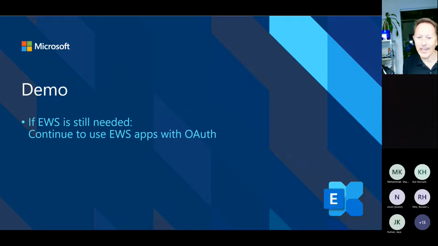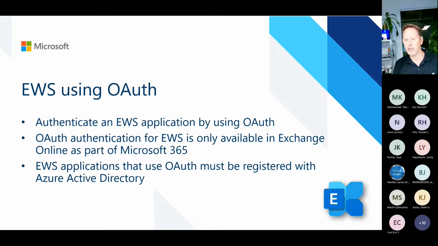So if you really need to continue your applications with EWS, the benefit is simple. There's a method to do that, and you can use modern authentication with existing applications. If you're not aware of that, I want to show you how this looks in the real world. First of all, the basic facts are that you can use OAuth with EWS, and there's a path for that. It's only available for Exchange Online as part of Microsoft 365. And for that, you also must have an Azure Active Directory application. That's part of the authentication process.